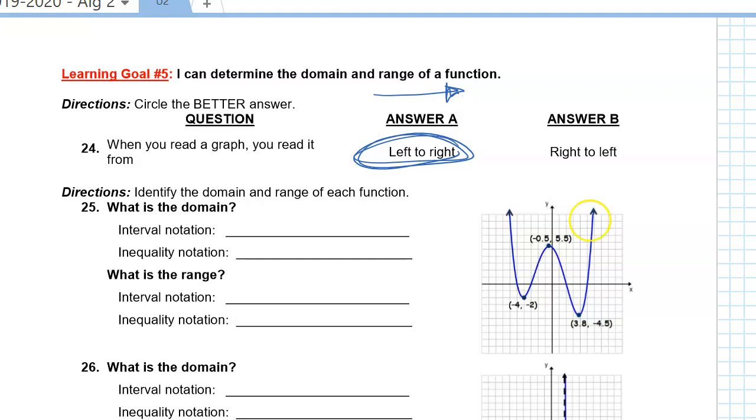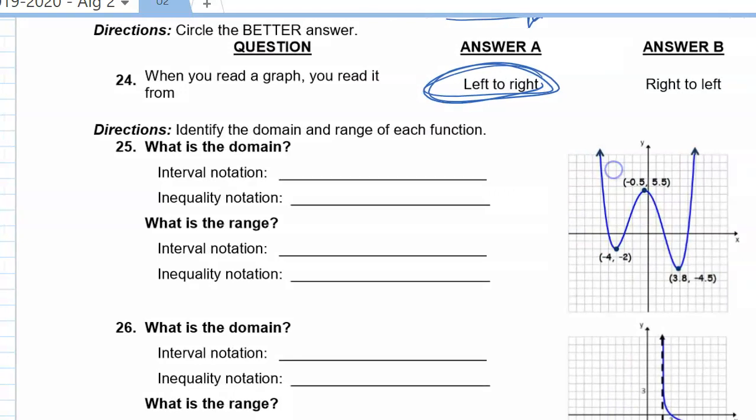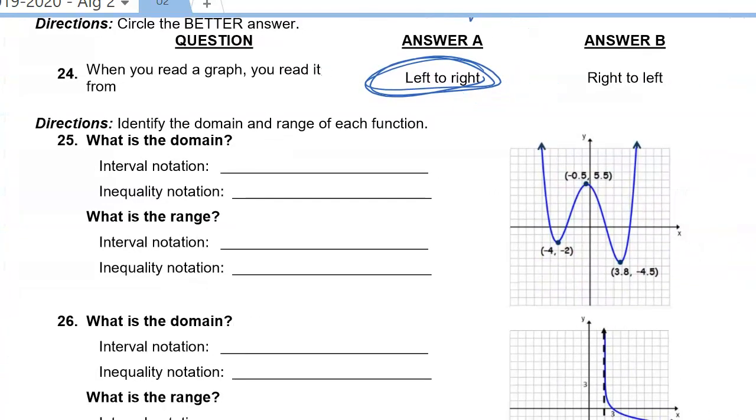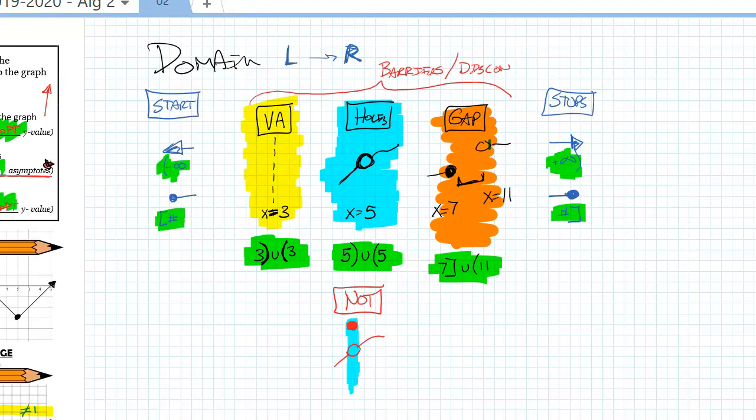Looking at our graph, these graphs look familiar. They're from earlier. We're looking for the domain of this graph. When we're looking at domain, we're looking from where the graph starts to where the graph ends, and we're looking for any vertical asymptotes, holes, or gaps that occur as I move from left to right on my function.